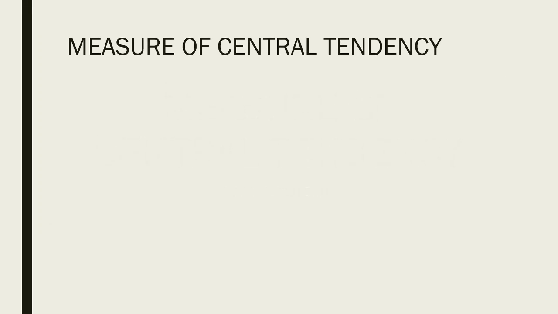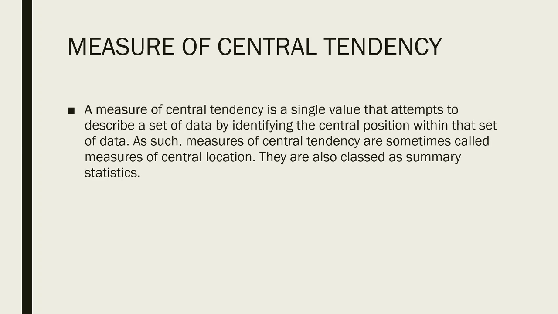So first, let's have the definition of measure of central tendency. A measure of central tendency is a single value that attempts to describe a set of data by identifying the central position within that set of data. As such, measures of central tendency are sometimes called measures of central location. They are also classed as summary statistics.